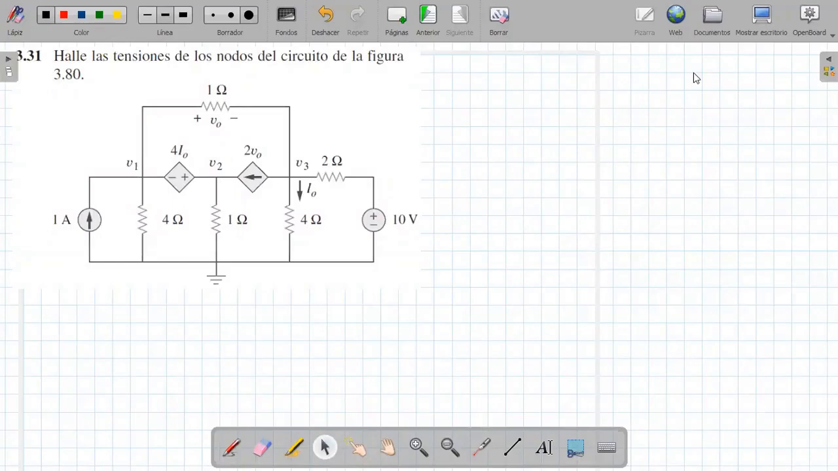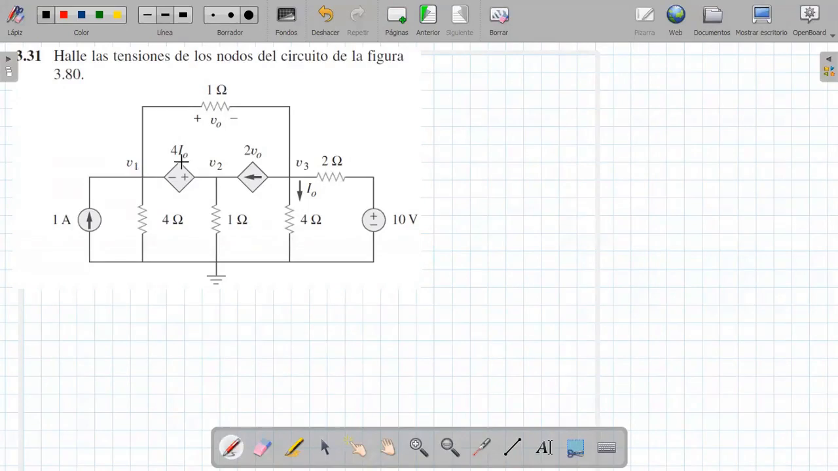Good morning, college. Today we are going to solve exercise 3.31 of the book Fundamentals of Electrical Circuits by Sadiku. This exercise tells me to find the node voltages of the circuit in the figure. They already give it to us marked, which is V1, V2, V3. Obviously there will be three equations with three unknowns. Well, let's look at what we have to do first.